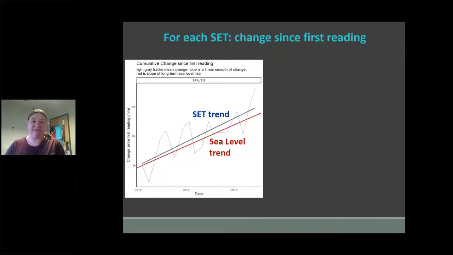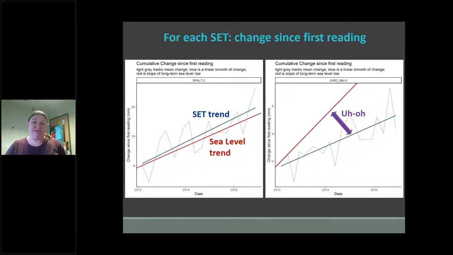This is a graphic from just a single surface elevation table where I averaged the pin readings for each individual date. So there's just one point per date on this graph. That light gray line in the background is the actual averaged data compared to the first reading. The blue line is a linear trend describing that data, and then the red line is the line that has the same slope as sea level rise. And the idea of this graphic is you can see how those slopes compare, because we're worried about SETs keeping up with sea level rise. Next.